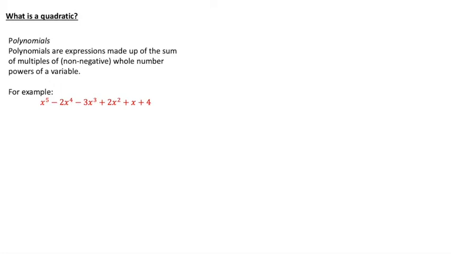And so you've got powers of x: x to the 5, x to the 4, x to the 3, x to the 2. x is of course x to the 1, and the constant can even be considered as 4 times x to the power of 0, because anything to the power of 0 is 1. And there are various multiples of them, minus 2 times x to the 4, minus 3 times x cubed, and so on. And so a quadratic is simply a polynomial of order 2.